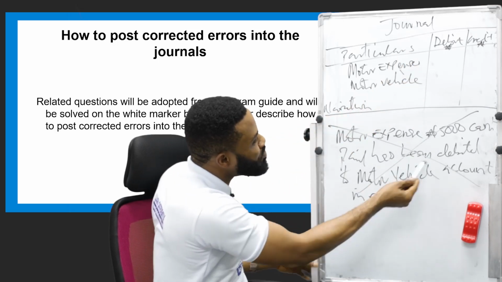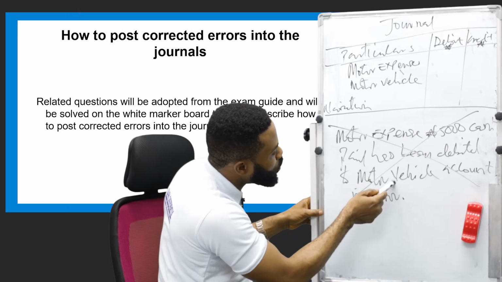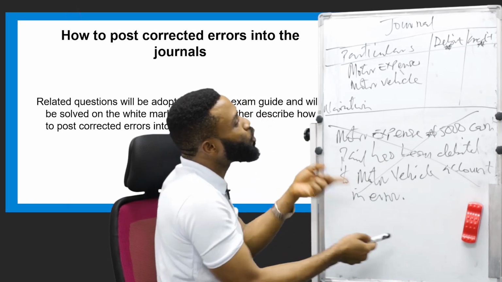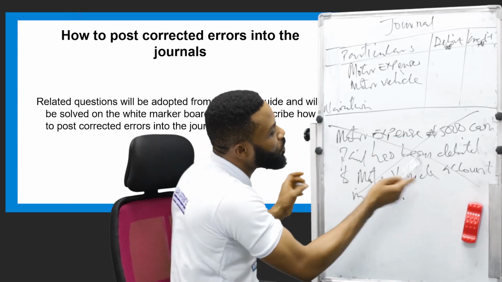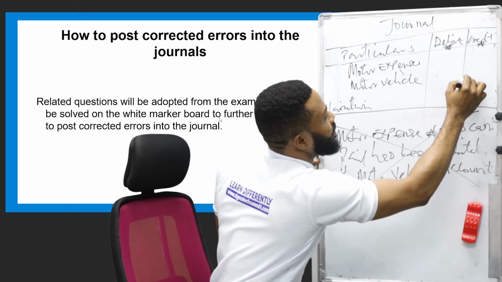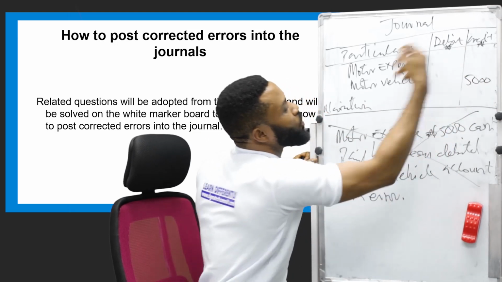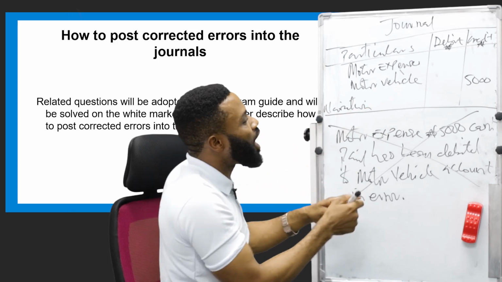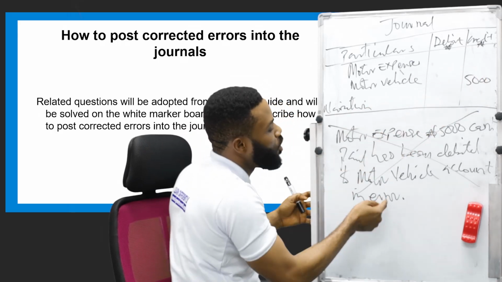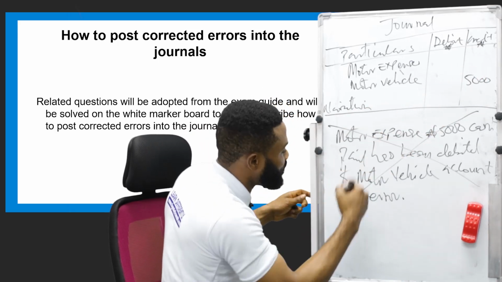You have already debited this amount into motor vehicle. So what you are going to do to remove this amount from motor vehicle, you are going to credit it with 5,000. This credit means you have removed this 5,000 naira from this. Let me show you what I'm talking about.